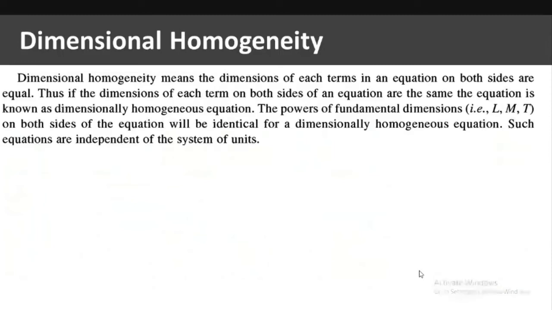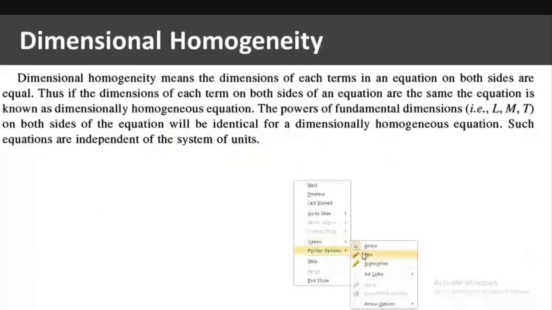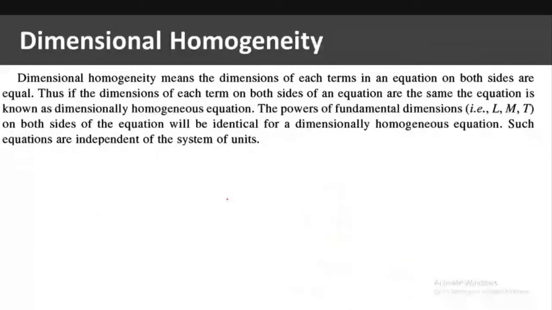Now, suppose there is any equation. For example, discharge equals to area into velocity. Okay. So, if we take the dimension of LHS and RHS, it will be dimension of discharge, that equals to dimension of area into dimension of velocity.